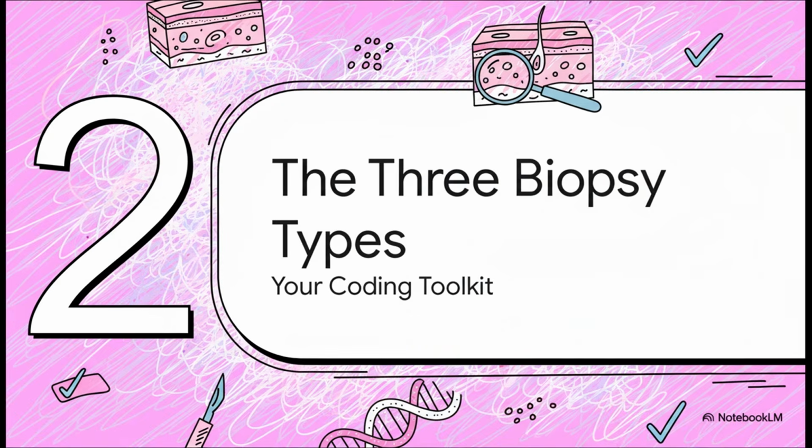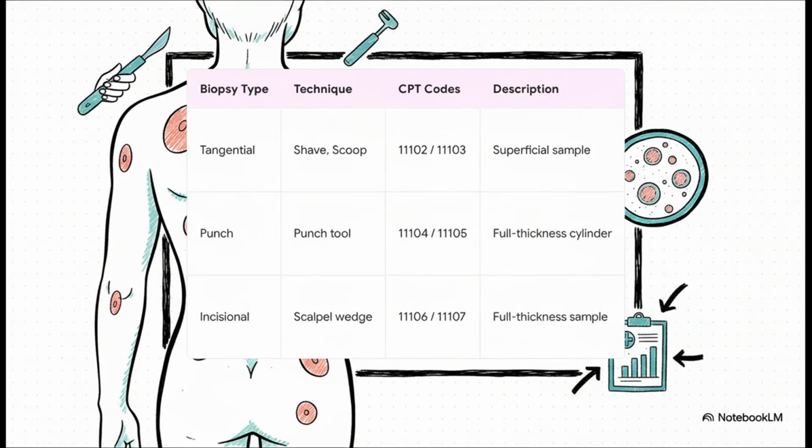Okay, so you've confirmed the procedure's intent was 100% diagnostic. Great. So what's next? Well, now it's time to open up our coding toolkit and get familiar with the 3 specific types of biopsies you'll be dealing with. This table is such a great bird's eye view. We've basically got 3 main players: tangential, punch, and incisional. Now, the key thing to notice is that each of these techniques has its own pair of codes, a primary code for the first one and an add-on code for any extras. Let's take a closer look at each of them.